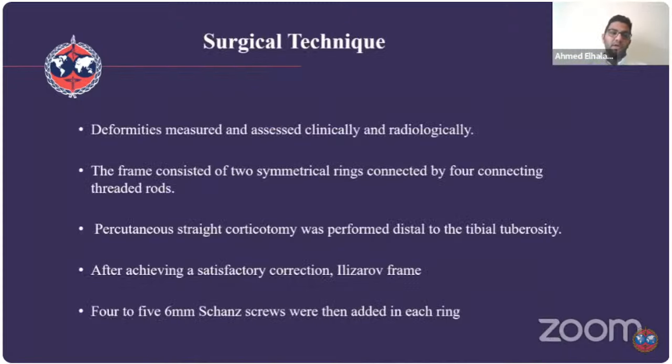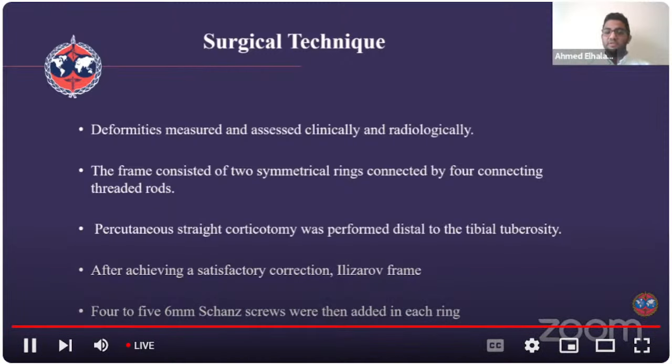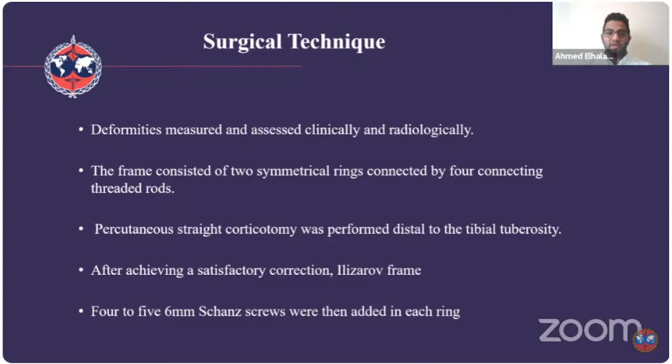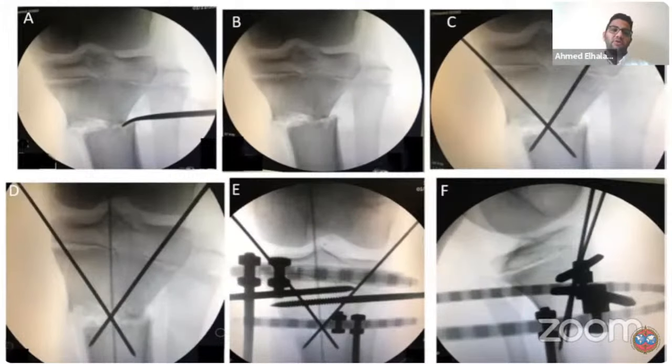Our surgical technique was, first of all, to assess and plan the deformity. So the deformity was measured and assessed clinically and radiologically, and the frame consisting of two symmetrical rings connected with four threaded rods was assembled, and the percutaneous straight osteotomy was done. And then we corrected the three components of the deformity, the varus, internal tibial torsion and procurvatum, and made sure we achieved the required translation clinically under the image intensifier. We held our temporary correction with a K-wire and then bolted the two rings and held the two rings with 4 to 6 millimeter Schanz screws or wires.